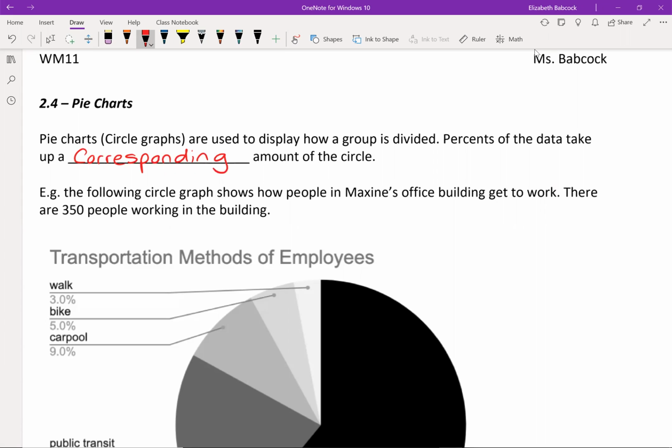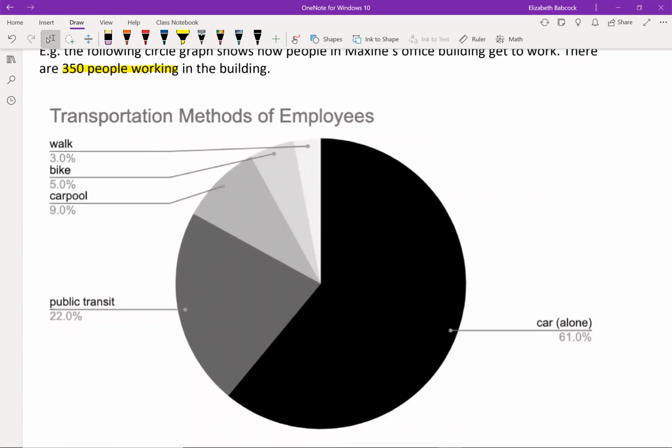For example, if we're looking at the following circle graph, it shows how people in Maxine's office building get to work. There are 350 people working in the building. Looking at the transportation methods of employees, we can see that car alone takes up 61% of the people that filled it out. Then we have public transit, carpool, bike, and walk with their corresponding percentages.